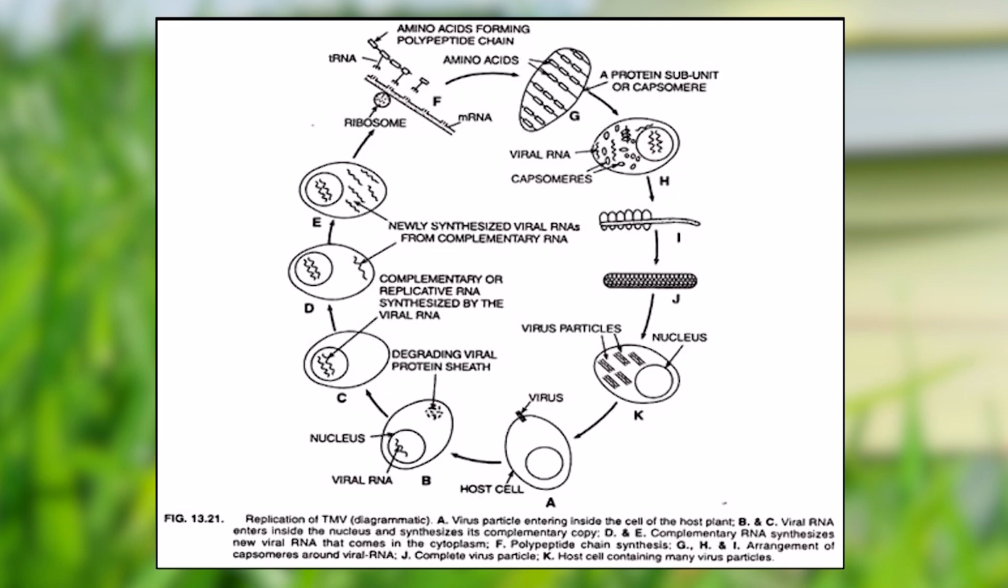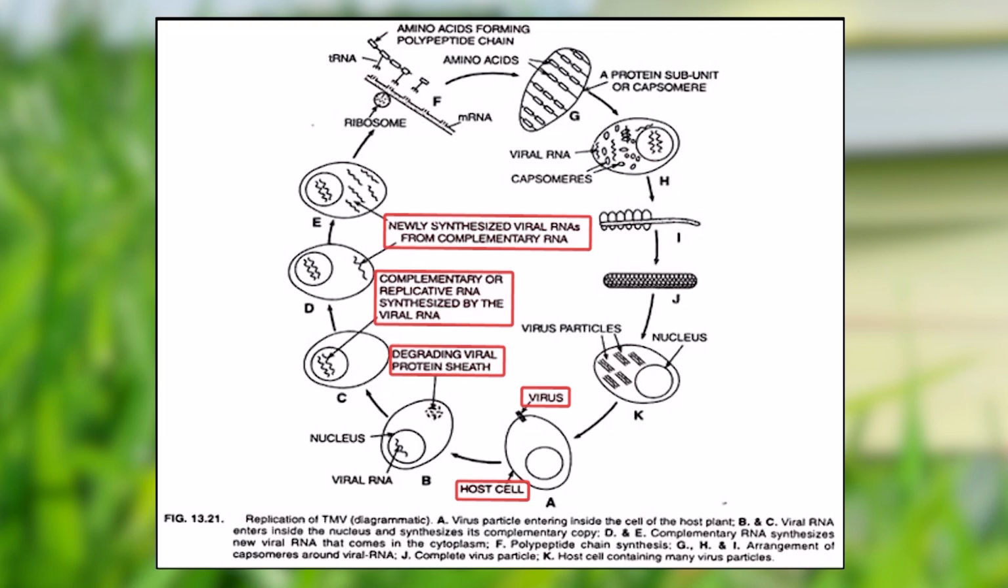It starts with infection of the virus within the host cell, degrading the viral protein sheath, and then as the genome is RNA, first complementary RNA is made, and from that complementary RNA, newly synthesized viral RNAs are produced. After synthesis of the new viral RNAs from complementary RNA, those RNAs get arranged within the capsomeres and full progeny virions are produced, and this completes the life cycle of the TMV virus.